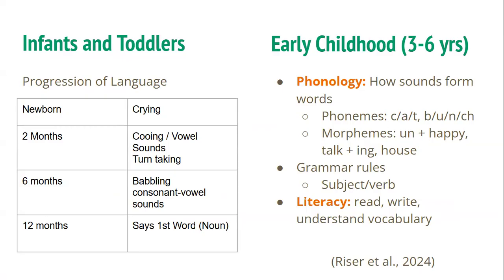And then you move into early childhood. This is when they start getting that phonological awareness of how we form words. We start saying, let's sound out the word. We use phonemes like k, a, t, to produce the word cat, or we use morphemes with suffixes and prefixes. So grammar rules are being taught during this time, and this is when we start reading and writing and building our literacy skills.